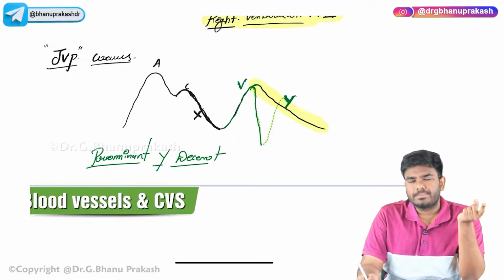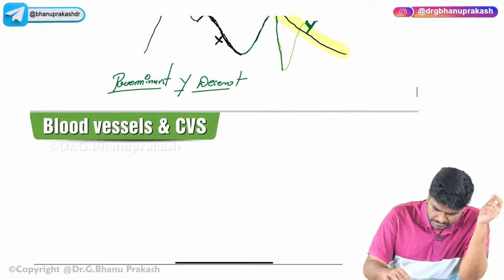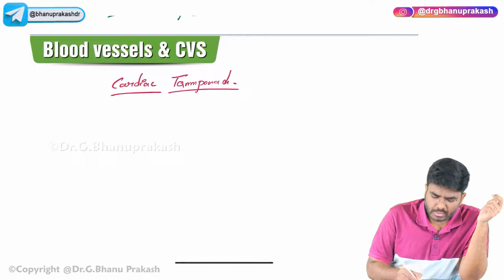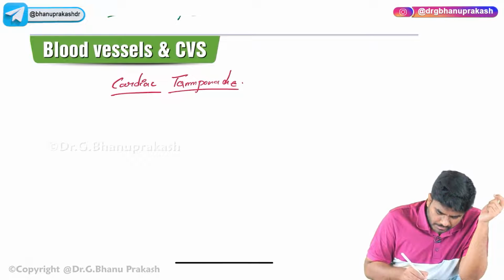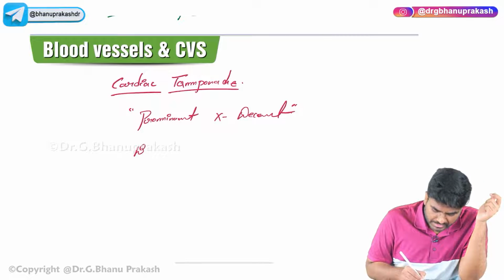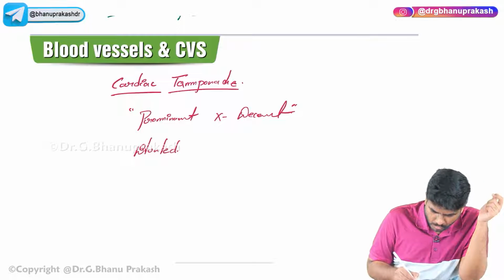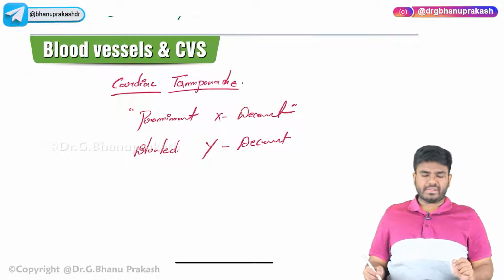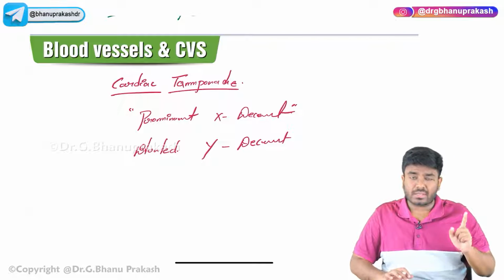Just try to recollect. In a patient who is having cardiac tamponade, I am trying to integrate cardiac tamponade. What are the JVP changes that are going to be seen? The JVP changes are going to be a prominent X descent, but a blunted Y descent. So a prominent X descent and blunted Y descent is going to be seen in cardiac tamponade.